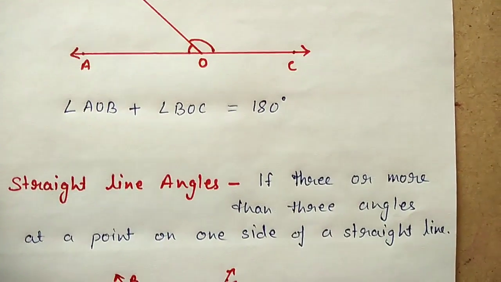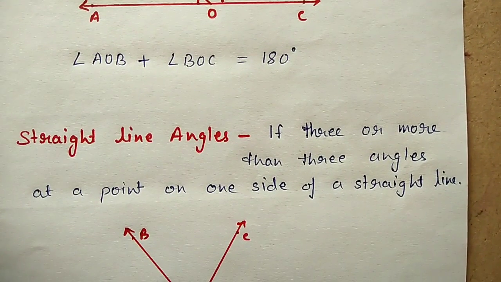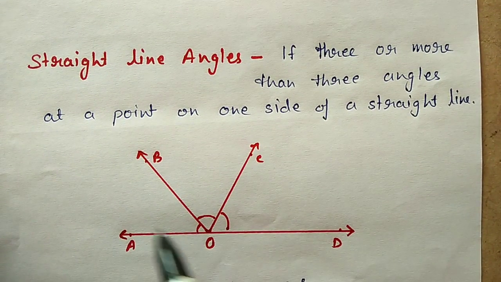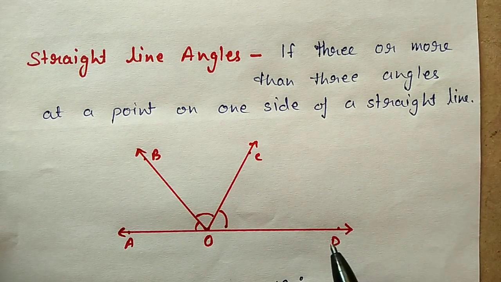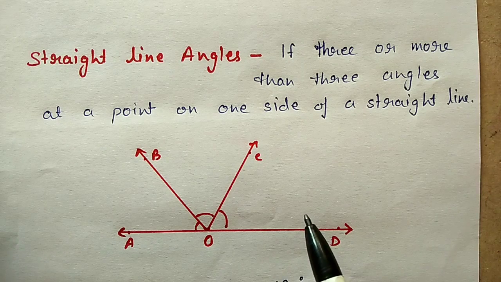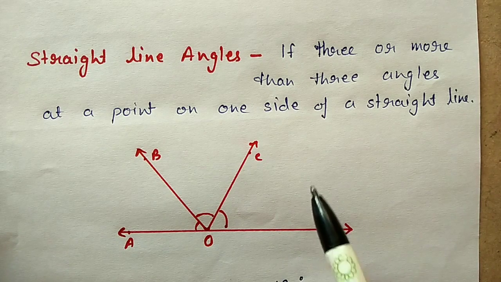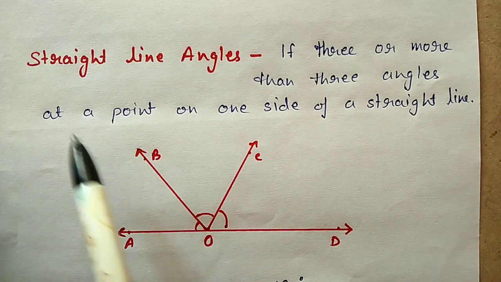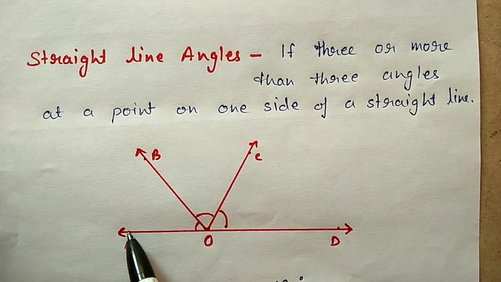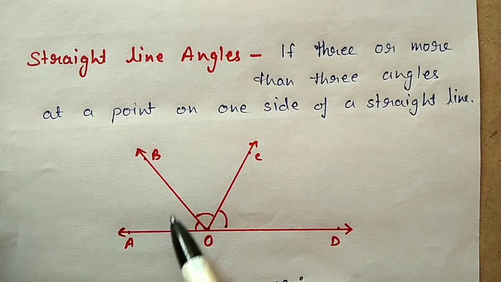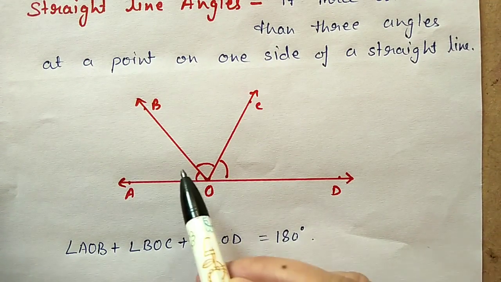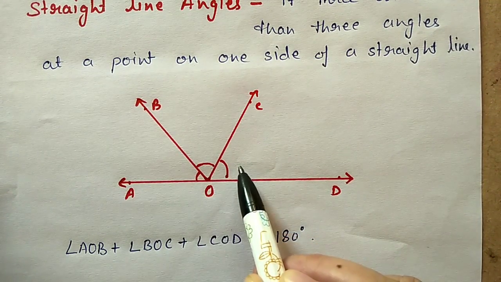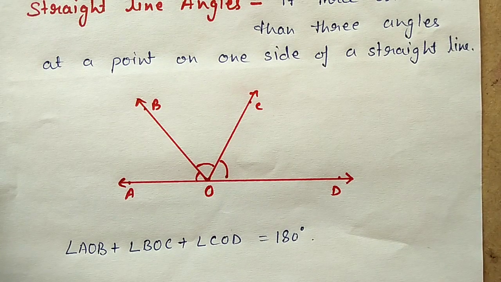Next is straight line angle. If three or more angles are on a line and at a point, you can see here I have taken three angles AOB, BOC and COD. If two angles are there, then we will use the word linear pair. If angles are more than two, three or more than three, then we will use the words straight line angles here. So straight line, here also the same thing. However many angles there are on this line, the sum of all the angles will come to 180 degrees. So this angle plus this angle plus this angle is equal to 180 degrees.